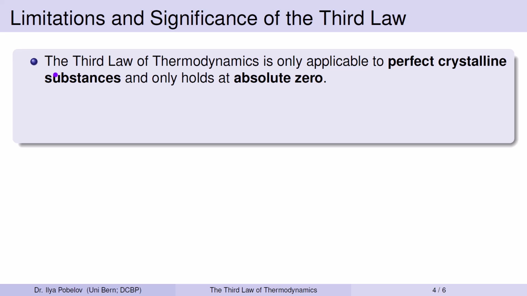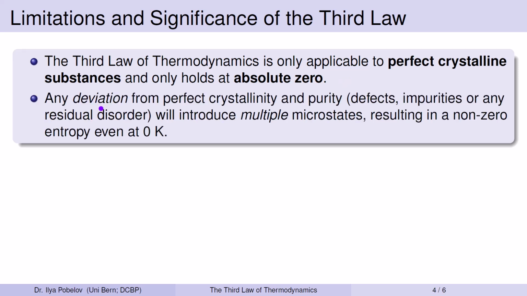The third law of thermodynamics is only applicable to perfect crystalline substances and only holds at absolute zero. Any deviation from perfect crystallinity and purity, such as defects, impurities, or any residual disorder, will introduce multiple microstates, resulting in a non-zero entropy even at 0 Kelvin.